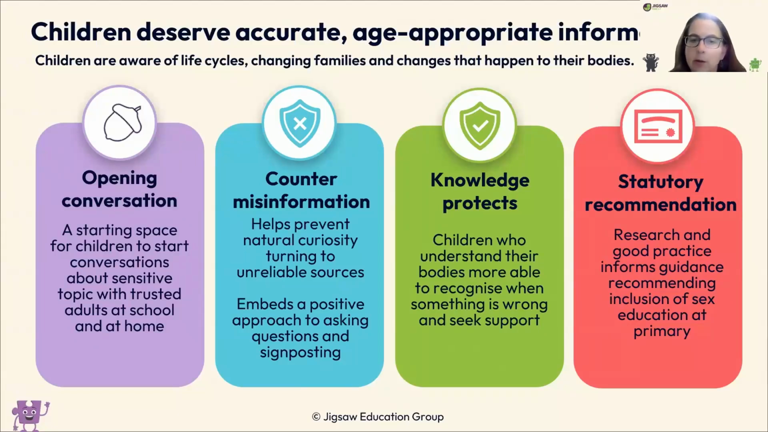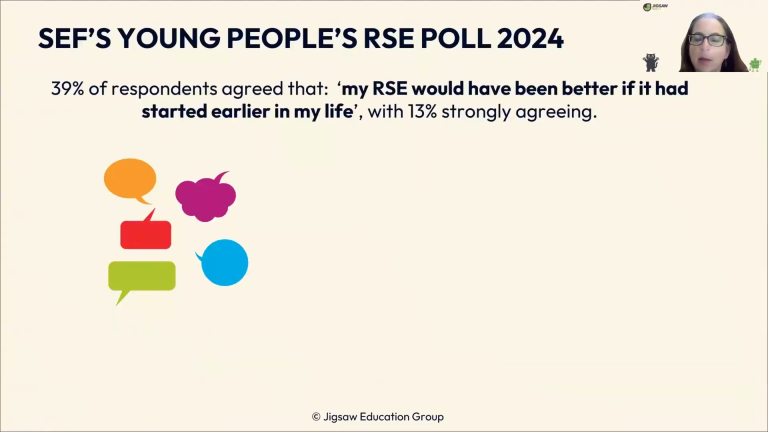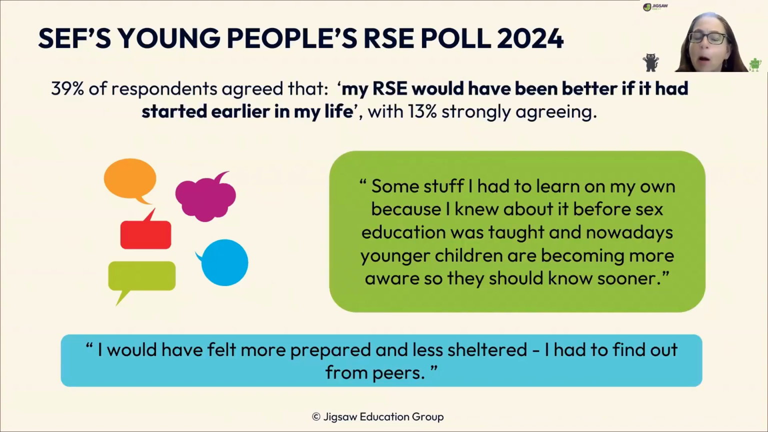So we've got that background. We also know that children and young people are saying that they want to start having sex education in primary schools. One good example is the Sex Education Forum's RSE poll for 2024. This one had a really specific question about RSE starting earlier in life. Now, of course, RSE includes the relationships aspect as well, so the 39% of respondents saying that they think it would have been better starting earlier includes relationships. But when you dig into some of the comments that young people are coming out with, they are referring to sex education as well.